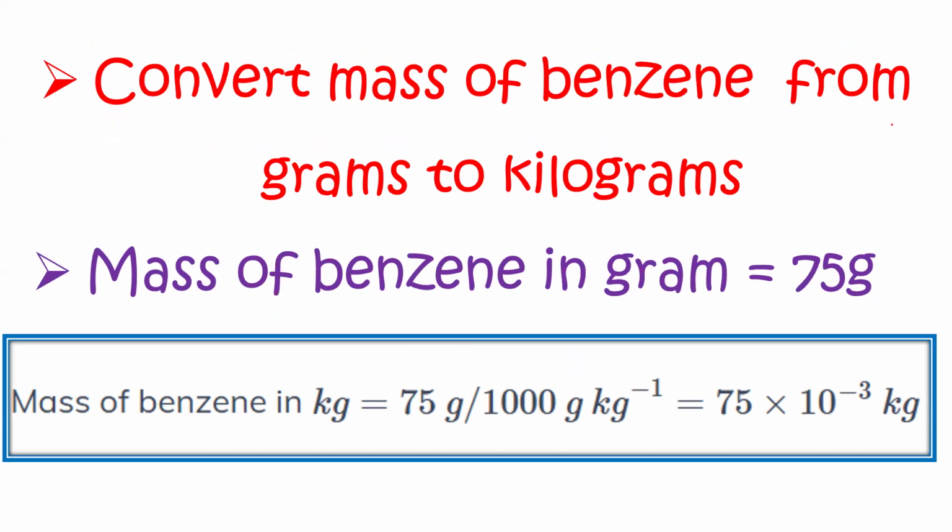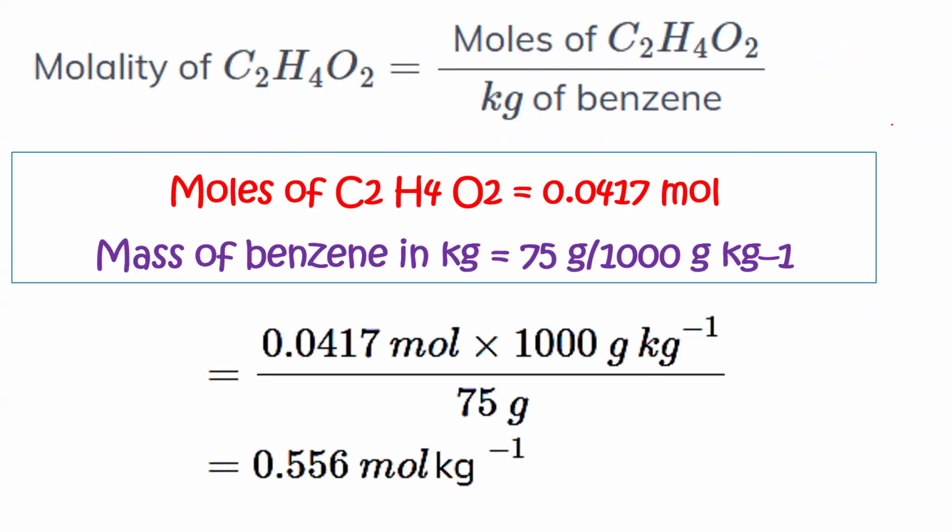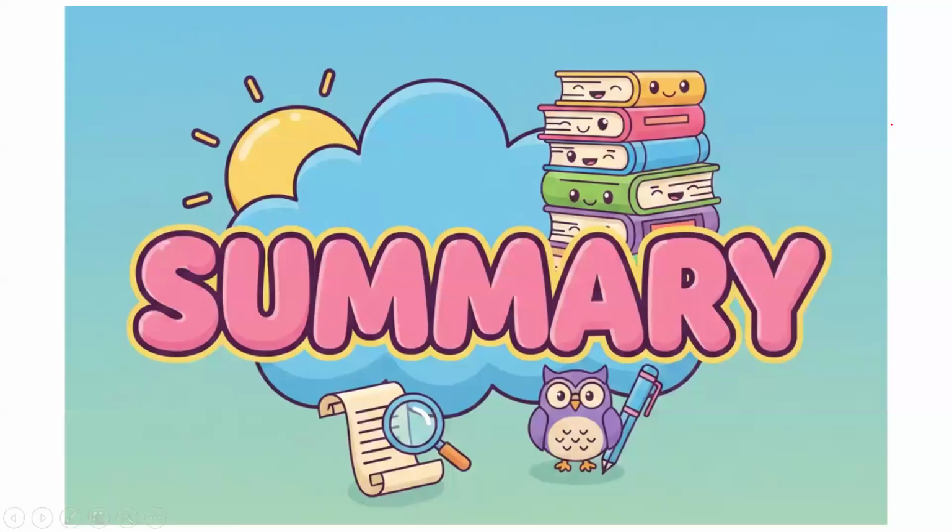And convert the mass of the benzene from gram to kilogram. We already studied that. How? Just put the 1000 below: 75 by 1000. And the molality of C2H4O2 is the moles by kg. So the moles we found is 0.0417 and the mass is 75 gram by 1000. When we divide, it becomes a reciprocal. So 0.0417 into 1000 by 75, and the answer is 0.556 mole per kg. Clear? So this is how we find the molality.